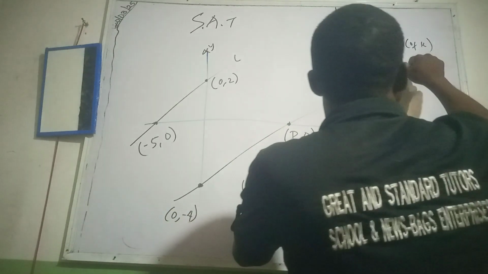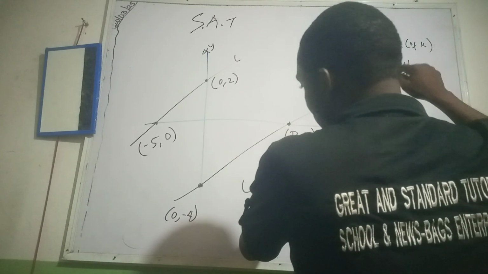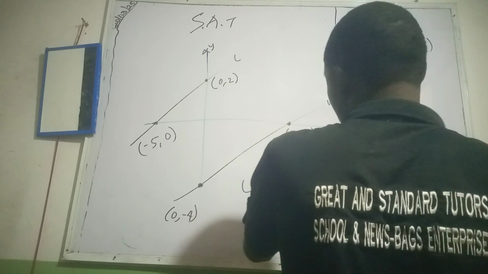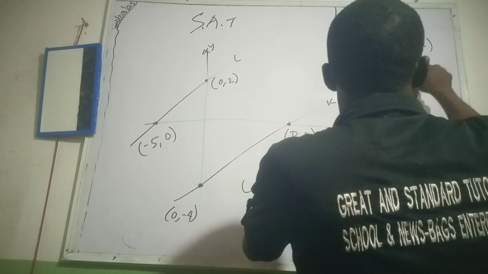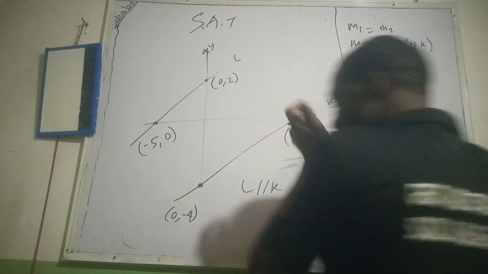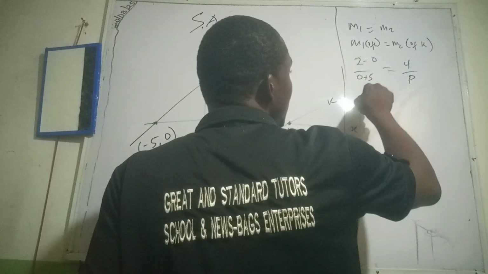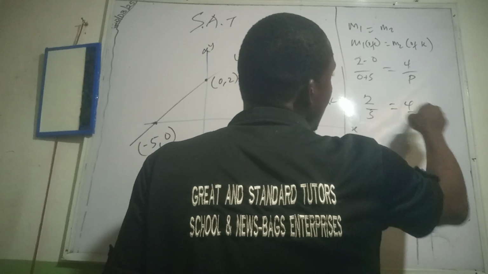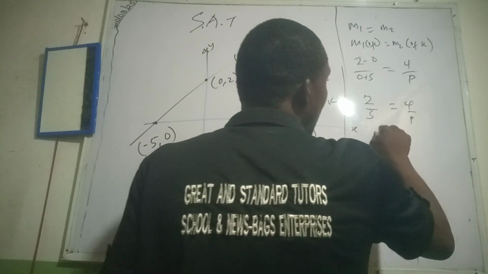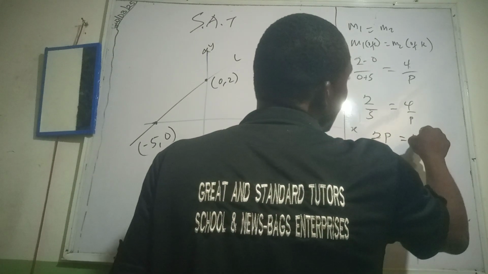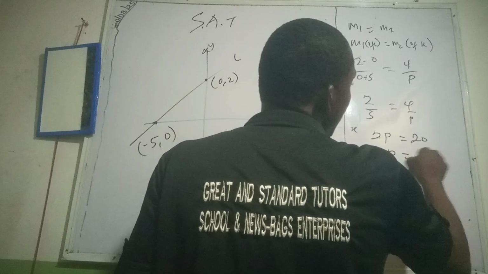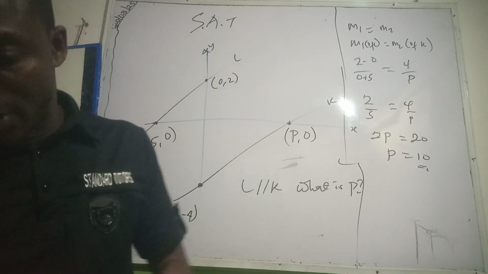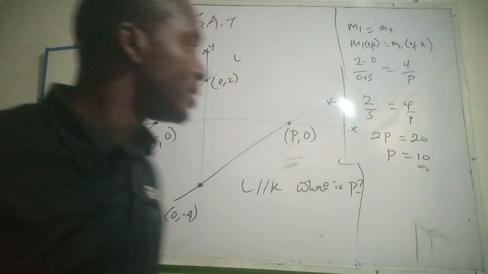0 plus 4, which is 4 over p. That's it. We say this is going to be this. So we have 2 over 5, it's going to be equal to 4 over p. So we have 2p is equal to what? 20. P is equal to 10. So p is 10.